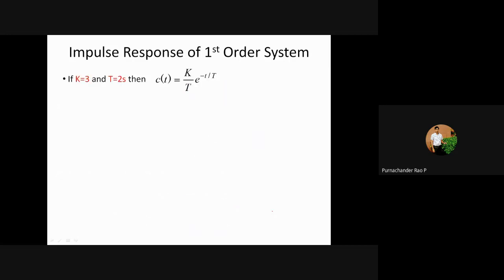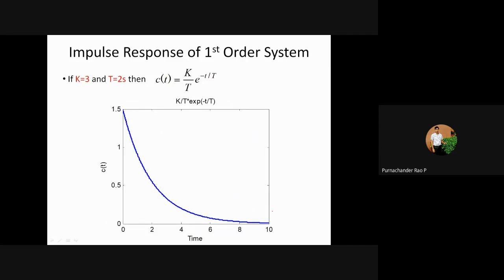If you take these values, your response will be exponentially decreasing, because at t equal to 0, e power 0 is 1, so the value is 1 by T. So like that, this will be an exponentially decaying response.